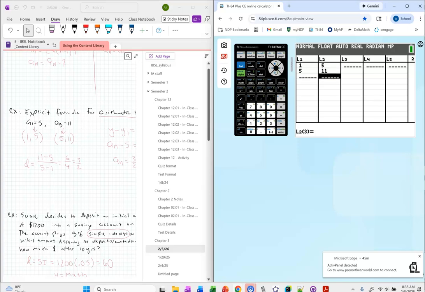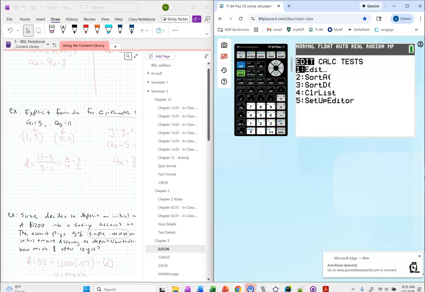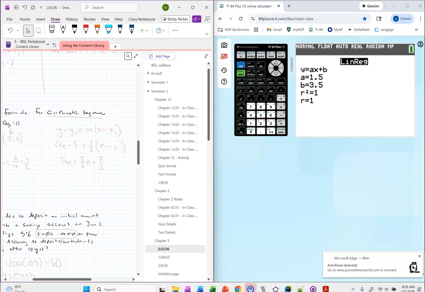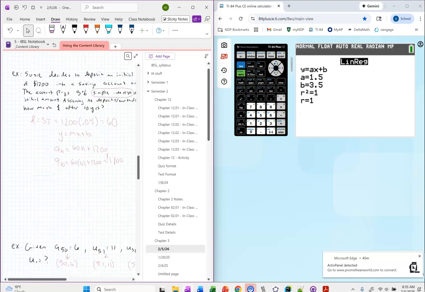Everybody good? 0.5, 511. I'm going to exit out of here, and I'm going to do stat, calc, linreg, because an arithmetic sequence is just a linear function. I don't care about storing it anywhere, so I just want the L1 and L2. 1.5n plus 3.5. Exactly what the calculator spit out. Very nice.